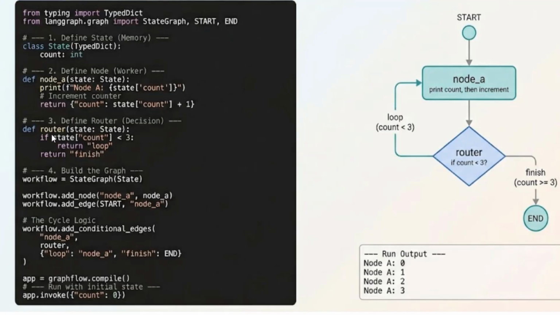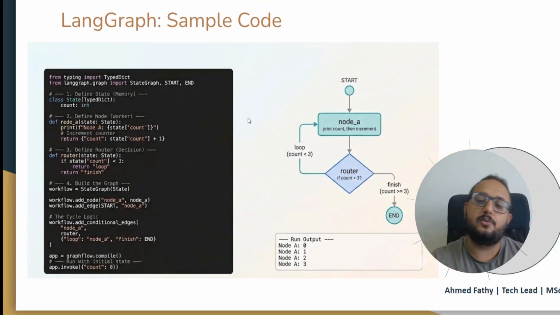And here you just do the check. If the count is less than 3, you return loop, otherwise you return finish. And then after you create this workflow, you need to compile it. This graph flow is a typo, it should be workflow. So this app, you then invoke it and give it the initial state, so count of 0, and then if you run it, you should receive those outputs right here. Okay, so this is a very simple example for LangGraph.